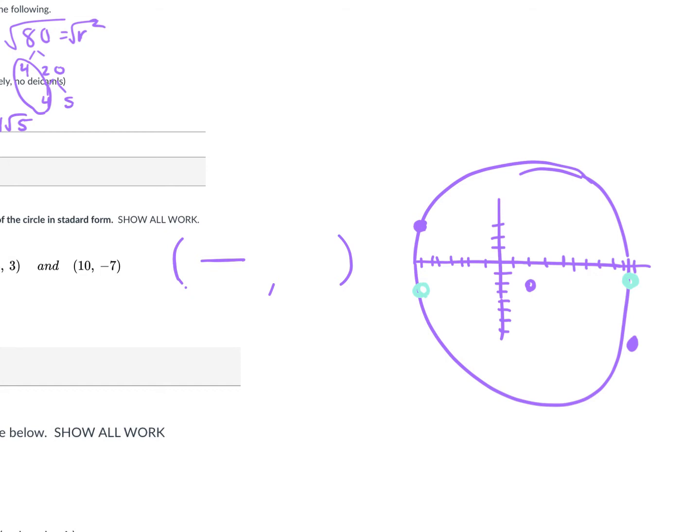So our midpoint formula is we just add the x's, divide by 2, and add the y's and divide by 2. So our x's are -8 plus 10, and 3 plus -7, so 3 minus 7. So that would be 2 over 2, and -4 over 2, which would be 1, comma, -2. That's our center.